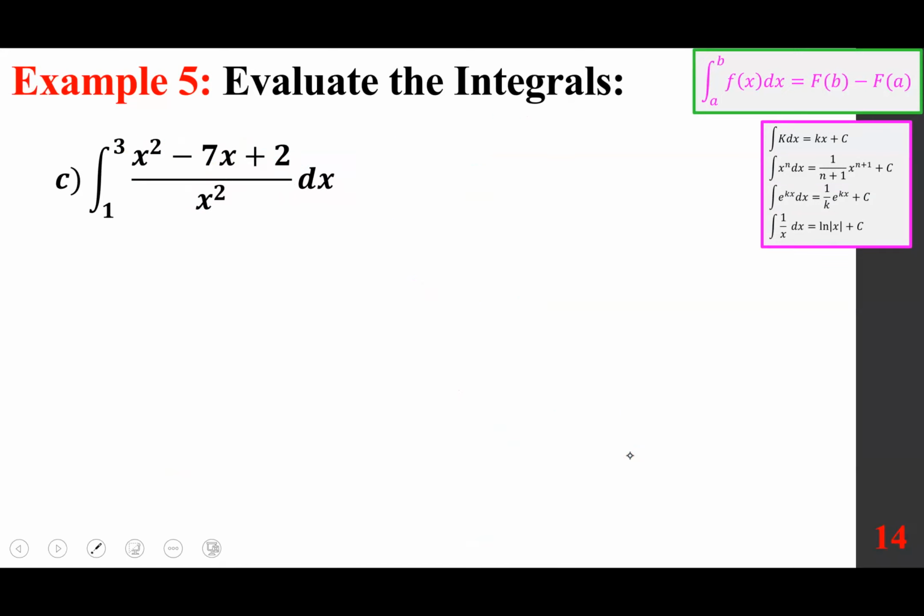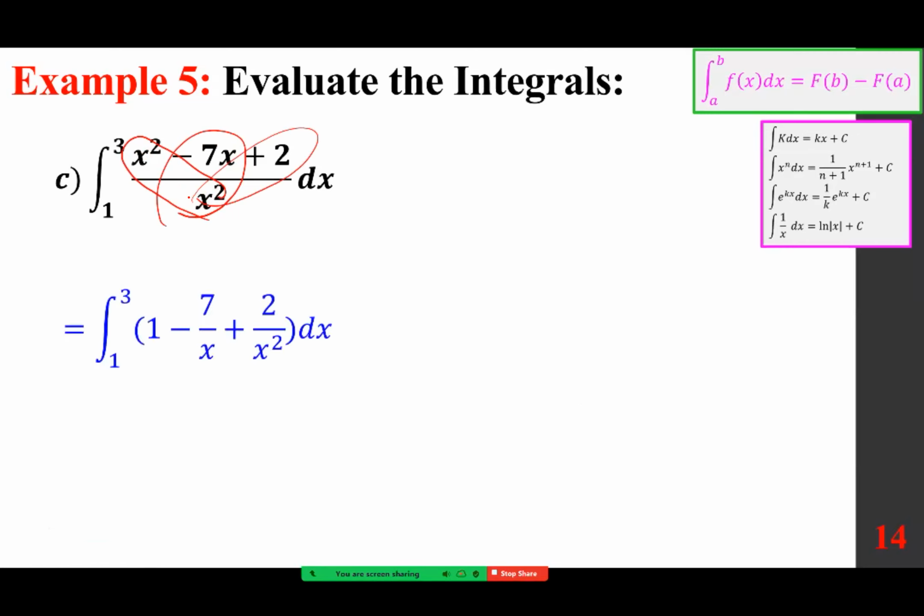Again, we make up 3 fractions, everybody. Divide this one by this one gives you 1. This one gives you minus 7 over x. This one gives you 2 over x squared. So 3 fractions.